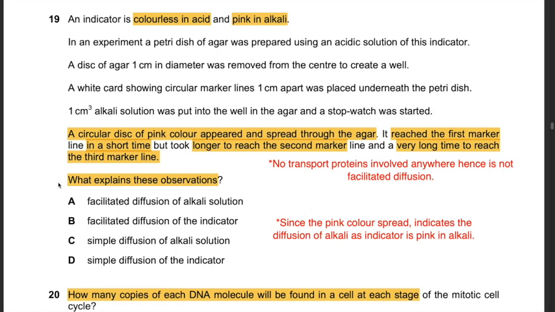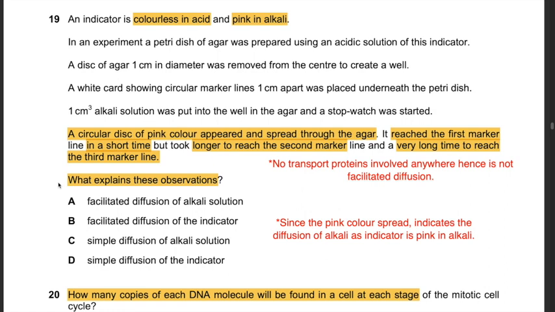It reached the first marker line in a short time but took longer to reach the second marker line and a very long time to reach the third marker line. What explains these observations? Although this is a very long question, if you break it down into the key points, such as colorless in acid and pink in alkali, as well as the time taken for the pink color to reach the markers, it clearly shows that this process is diffusion, as it doesn't involve any transport proteins anywhere in this question. Therefore, it cannot be facilitated diffusion, as facilitated diffusion involves transport proteins. Hence, considering between answers C and D.